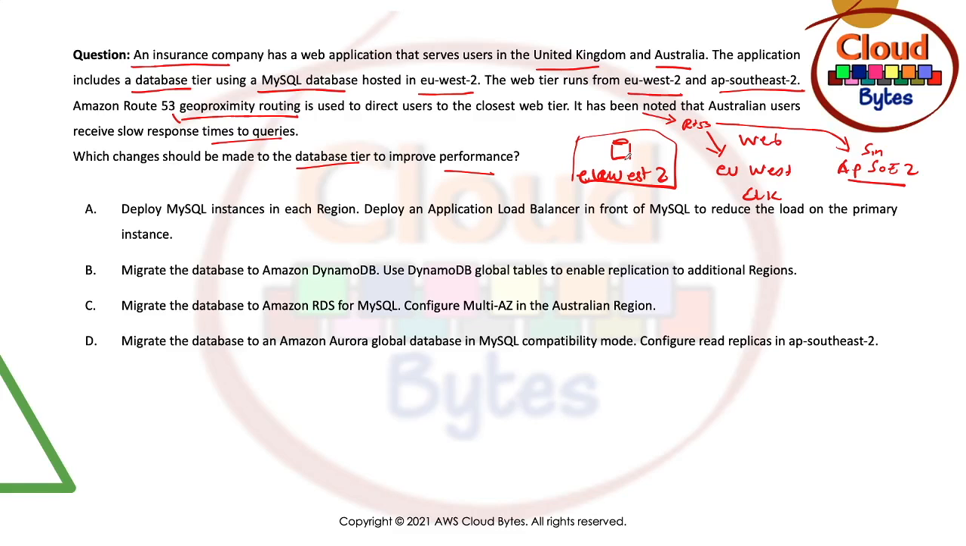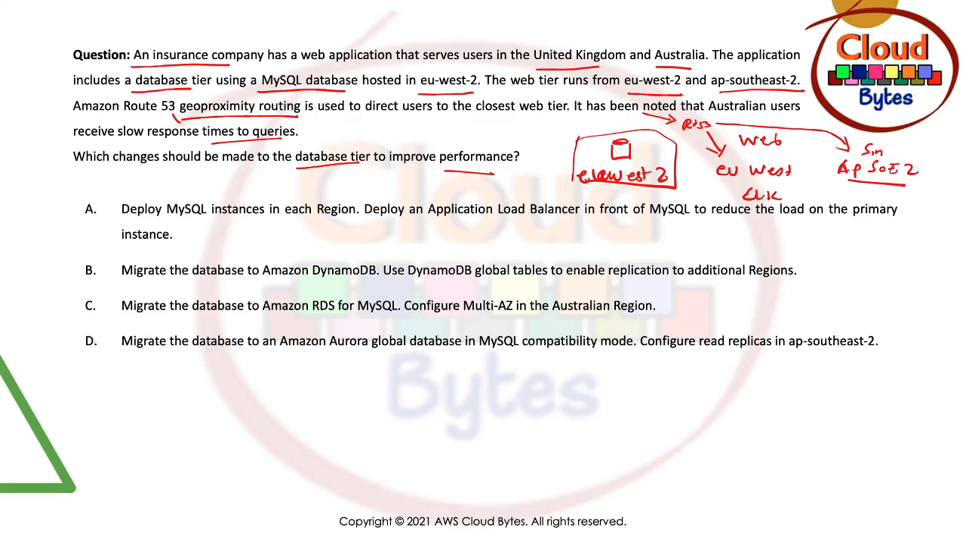So let's look at the options. In the meantime, if you want to pause the video, take some time to think about the question, and maybe write your answers in the comment section. The issue here is latency with read queries being directed from Australia to the UK, because the database is sitting in the UK while the website is hosted on both EU West and Asia Pacific. The solution required here is improving the read performance in Australia. The queries are taking time to load.